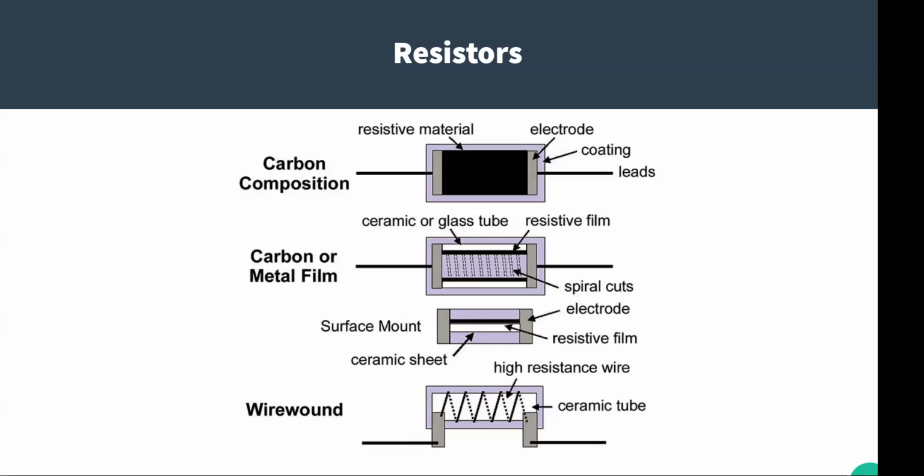When they went to these carbon or metal film type resistors, where they actually plate a film and then etch it in order to change the length and the width of it, they can control the resistance of that film. And they can keep it non-inductive, so it looks like a pure resistance.